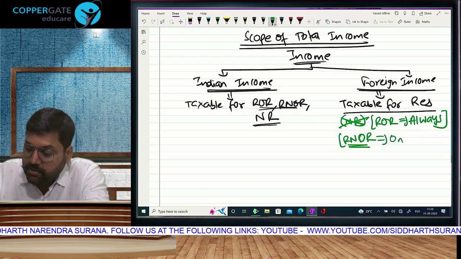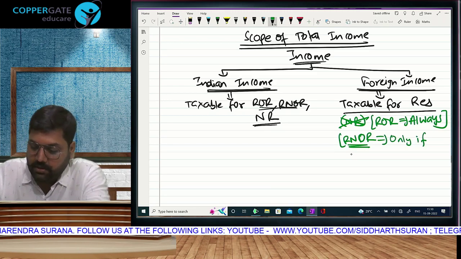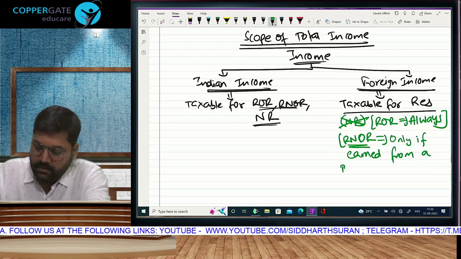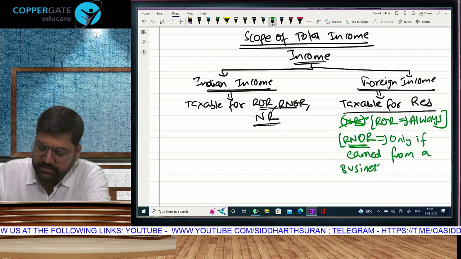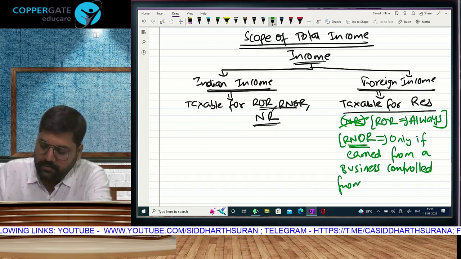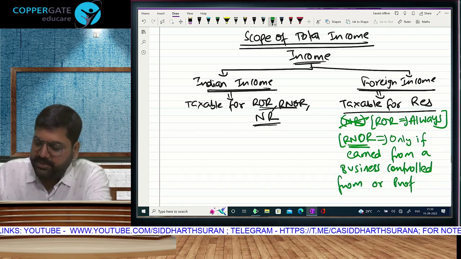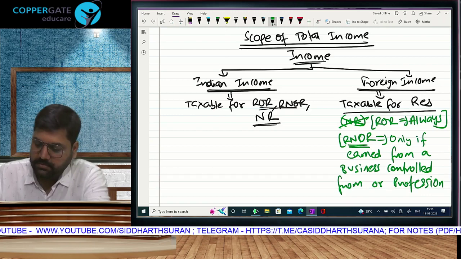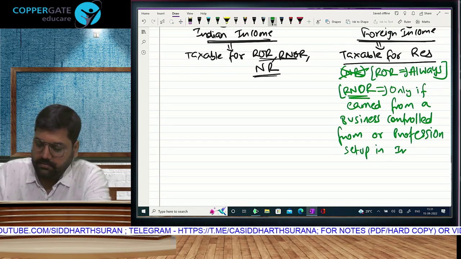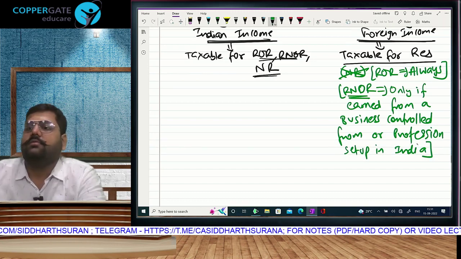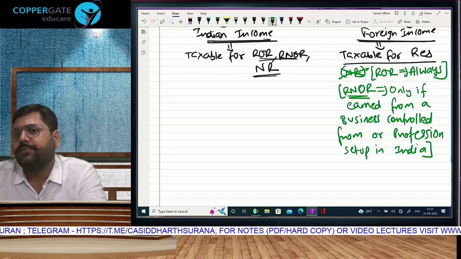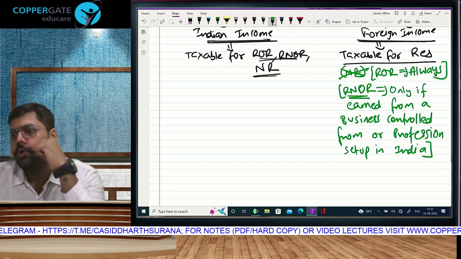But taxable only if it is earned from a business which is controlled from, or a profession which is set up in India. A business which is controlled from India or a profession which is set up in India. Only both. Only that much.